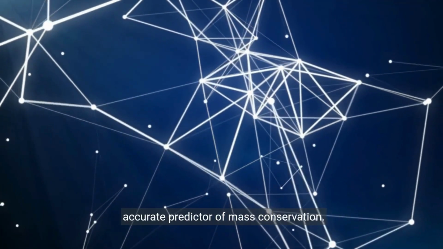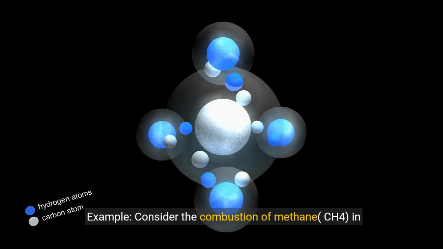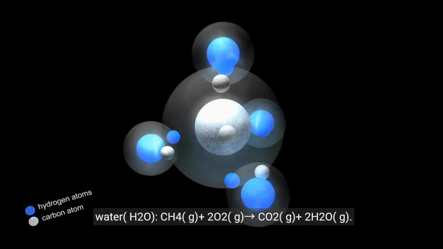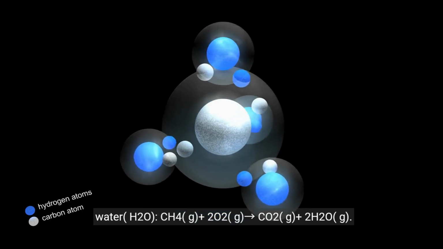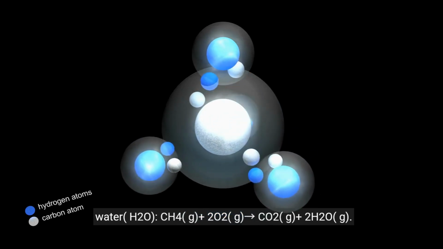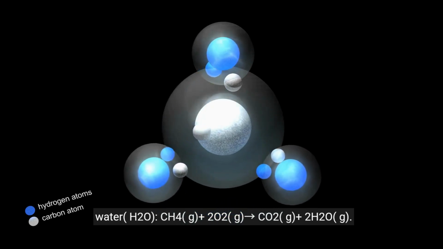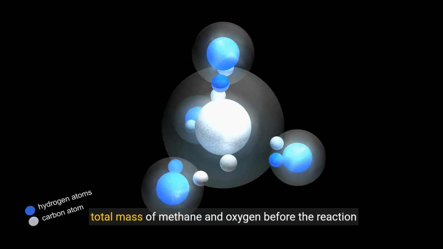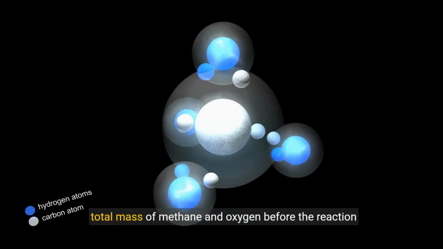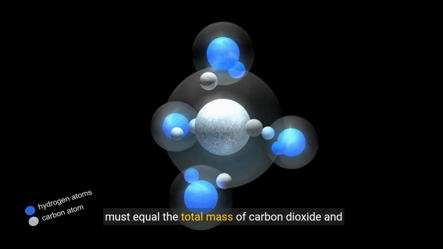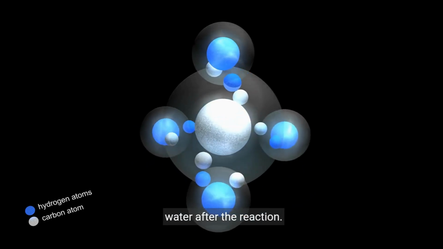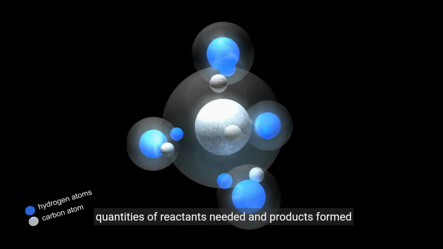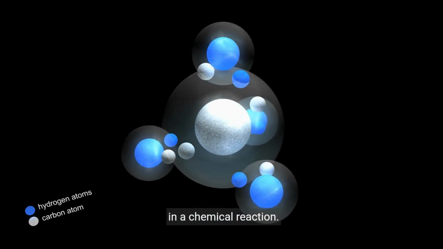Example: consider the combustion of methane, CH4, in oxygen, O2, to produce carbon dioxide, CO2, and water, H2O. CH4(g) plus 2O2(g) yields CO2(g) plus 2H2O(g). According to the law of conservation of mass, the total mass of methane and oxygen before the reaction must equal the total mass of carbon dioxide and water after the reaction. This principle allows chemists to predict the quantities of reactants needed and products formed in a chemical reaction.